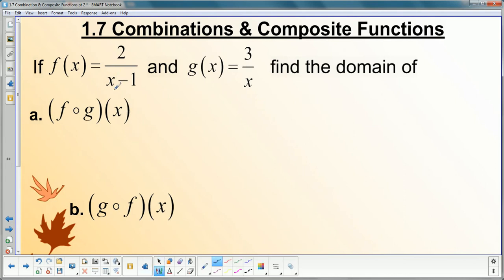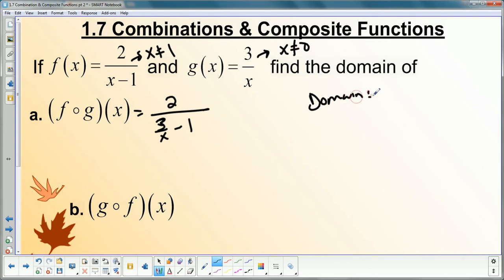If I look at this now, I know that on my g of x, x cannot be 0. I know if I look at my f of x, x cannot be 1. So if I'm doing f of g of x, I'm going to have 2 over 3 over x minus 1. Okay, so here, first of all, we had two pieces for our domains on part A. We already know that x cannot be 0 because that would create this piece being a division by 0, which we can't do. Now, for the second part, for the first part we said, okay, x can't be 0 because of g of x.